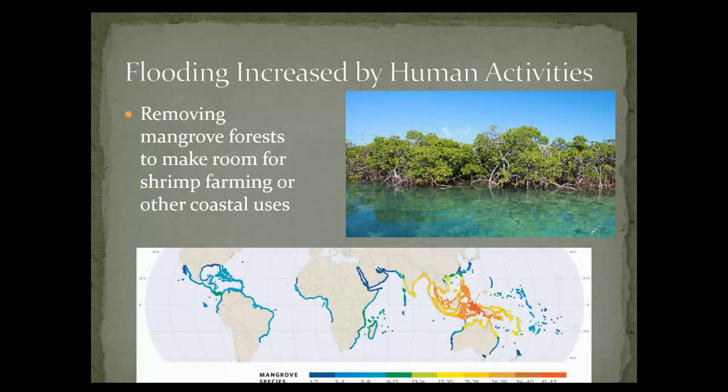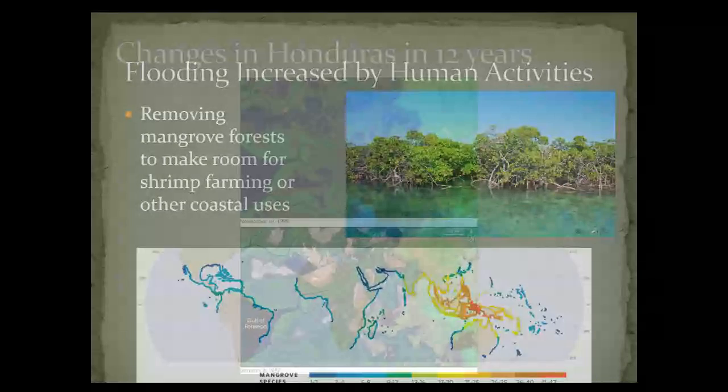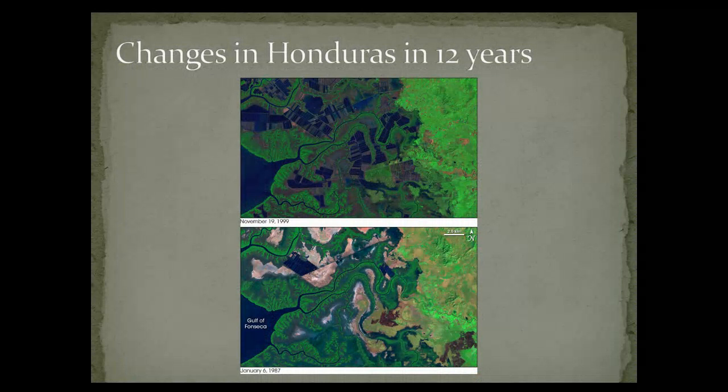But people want to make room for coastal developments, or increasingly it's shrimp farming. There's a lot of money to be made in shrimp. So they cut down the mangrove forests and start agriculture. But when those mangrove forests are gone, now there's an increased chance of flooding, especially during storms. Here's an example of Honduras and how much Honduras has changed in 12 years. You can see areas that used to be full of vegetation, no longer like that. And most of this is due to shrimp farming.